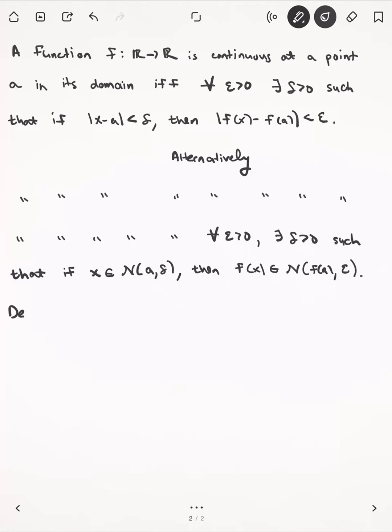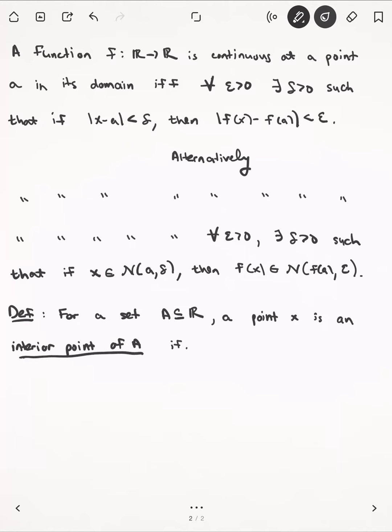So let's move on to another definition now. For a set A that is a subset of the real numbers, a point X is an interior point of the set A if and only if there exists a delta greater than 0 such that the delta neighborhood of X is a subset of A.